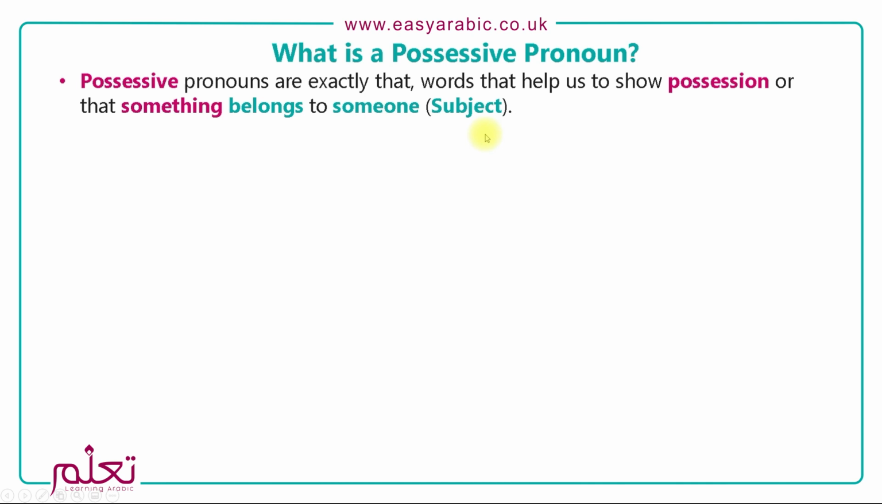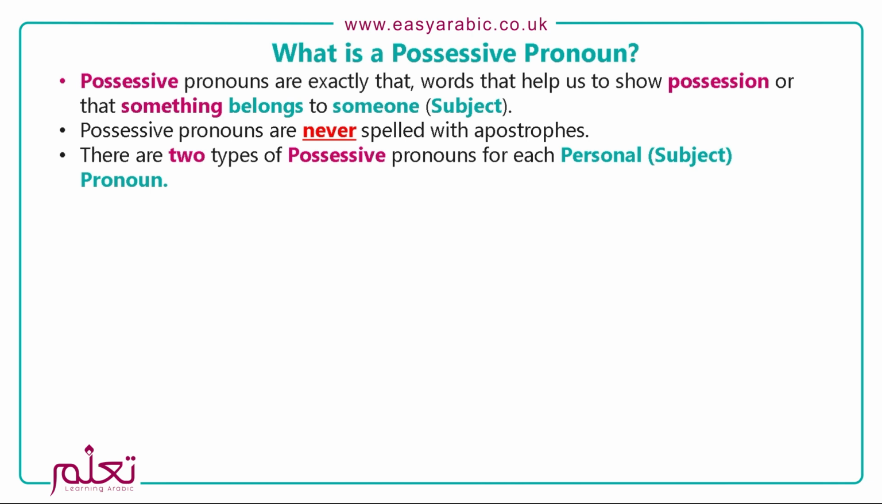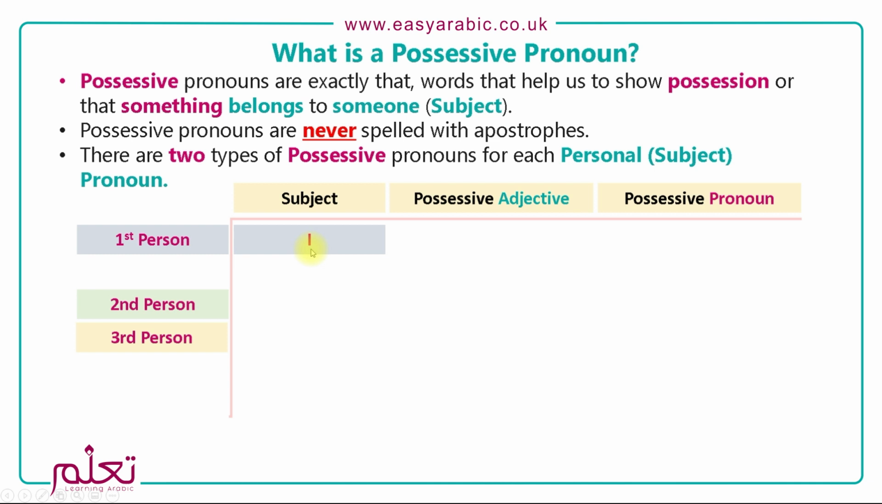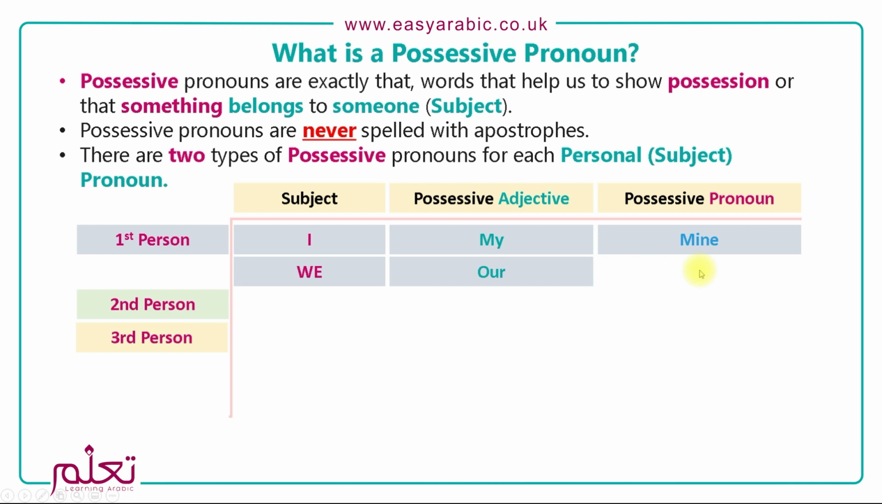And that subject is always a person. The possessive pronouns are never spelled with apostrophes. And there are two types of possessive pronouns for each personal subject. And this is in English. So if we look at the first person, we've got I is the subject. And the possessive adjective is my. And the pronoun is mine. The second one is we. And the possessive adjective is our. And possessive pronoun is ours.